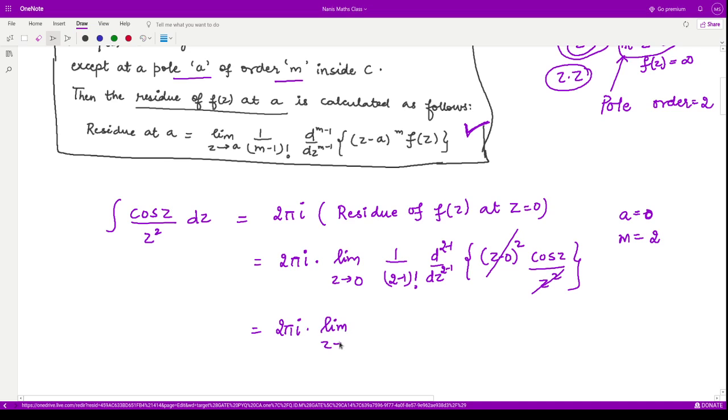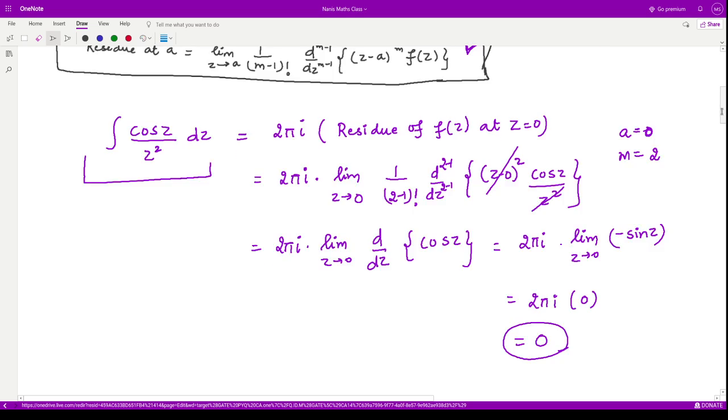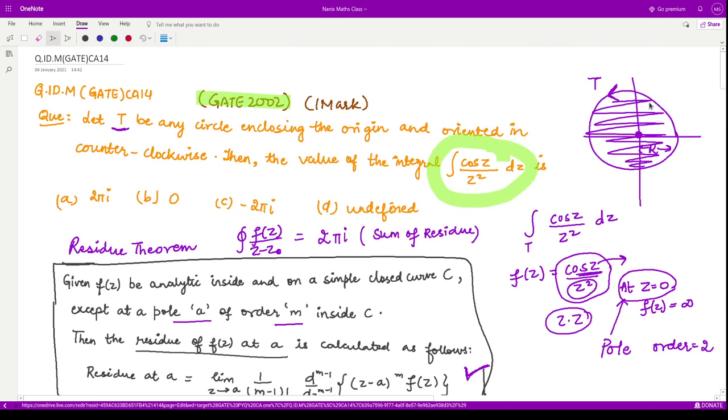So we are left with 2 pi iota limit z goes to 0. This 2 minus 1 factorial would be 1, so no need to write this. The derivative of cos z is minus sin z, and when you substitute z equal to 0, sin 0 is 0, so you would have 2 pi iota into 0, which is equal to 0. So you see the integral of this function turns out to be 0, although the function was not analytic in the given region or on the given circle.